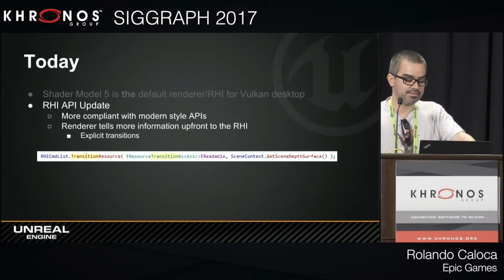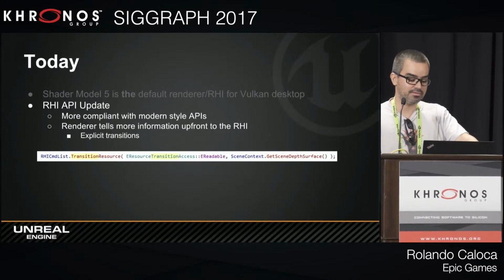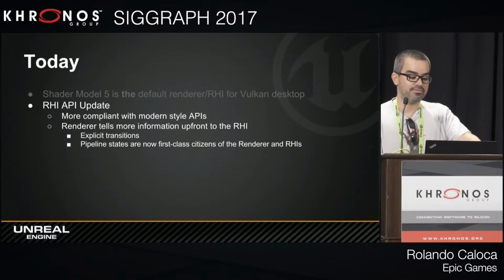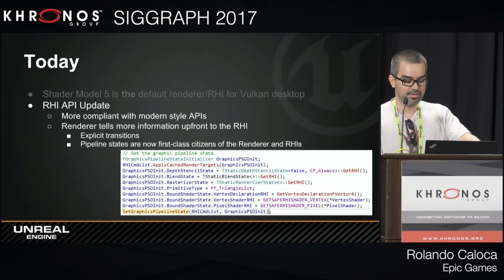So part of the changes to get Vulkan running and the rest of the modern APIs was to change the API of the RHI itself, which is our layer to talk to each individual API. So it's more compliant with them, and basically it's more explicit, like all the modern APIs. For example, we now require explicit transitions for resources. And pipeline states are now first-class citizens of the API. Before we just had loose state, set depth stencil, set cull mode, etc. So now we have this little struct that has the information for the PSO. It's a little verbose, but it's just keeping in line with Vulkan.